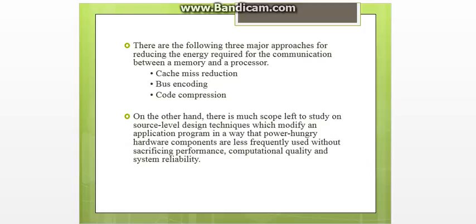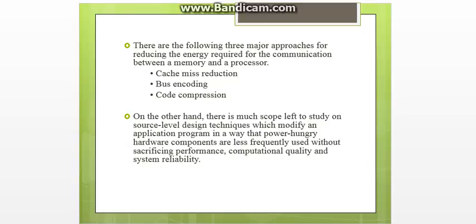Next is the bus encoding. Bus encoding techniques reduce communication power by changing the format of the information in a way that the total communication power is minimized. The basic strategy is to reduce switching activity of off-chip buses by encoding data transmitted between a processor and a memory.